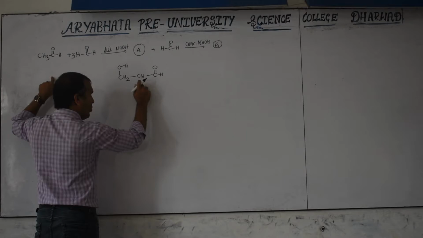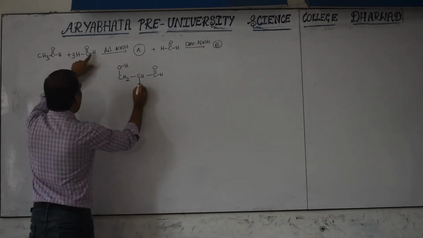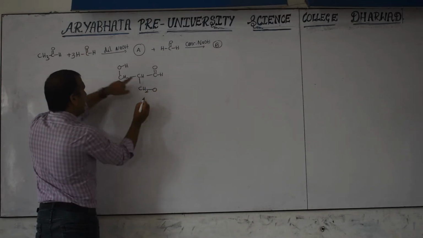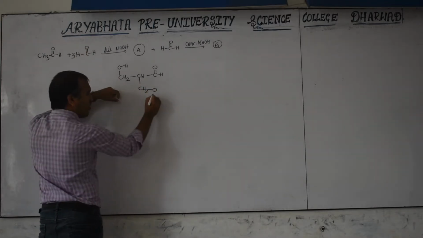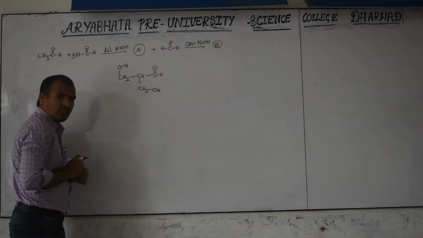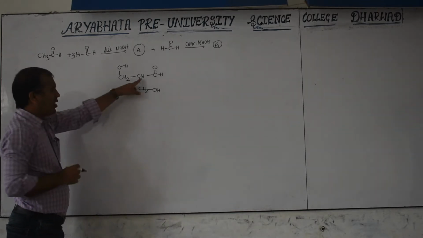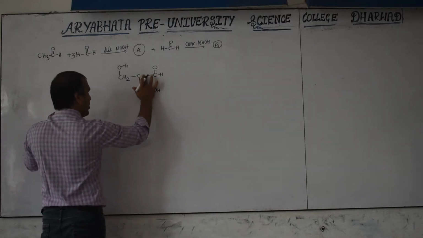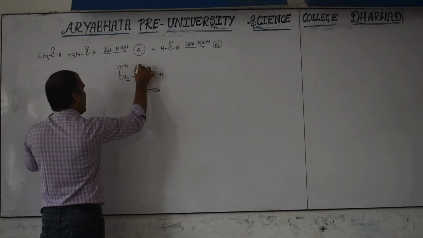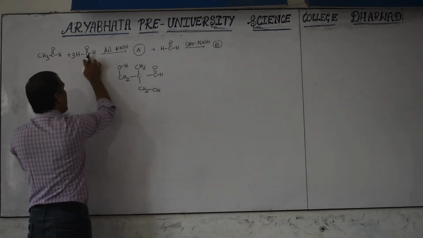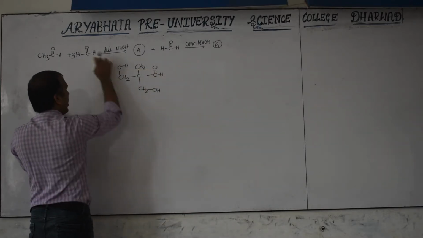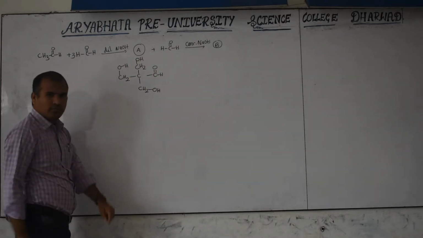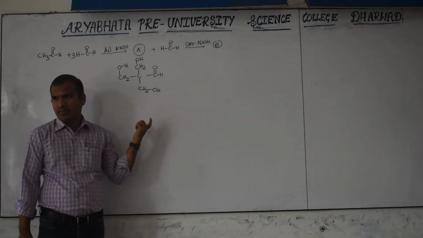One hydrogen I am removing. Then this is CH2, this O, and here one hydrogen I remove. That hydrogen goes here. Clear? One more hydrogen is there and one more aldehyde is there. So this hydrogen I am removing here. CH2, CH2, this is CH2, O and the removed hydrogen. This is converted to OH. This is the A product.